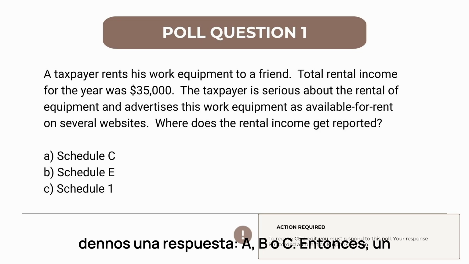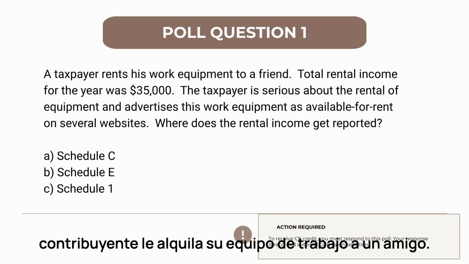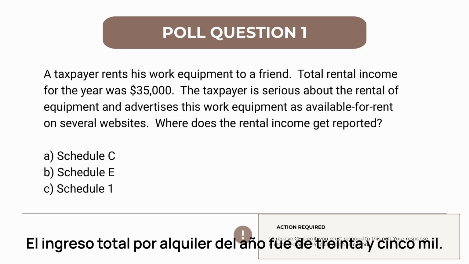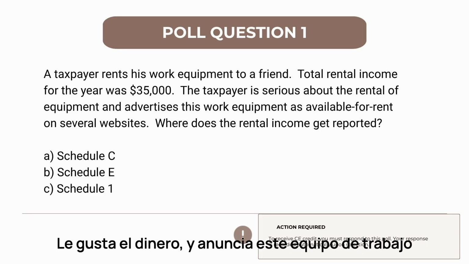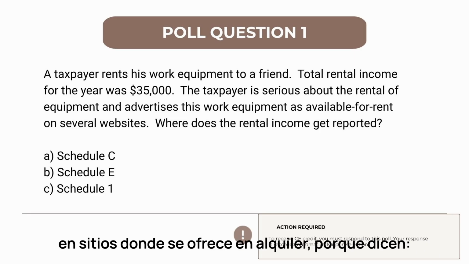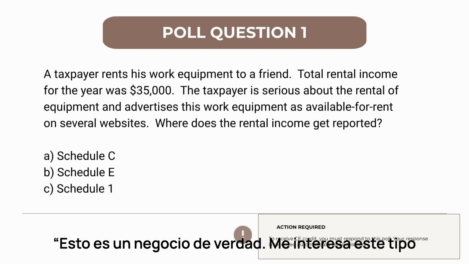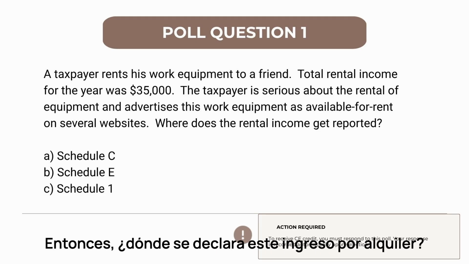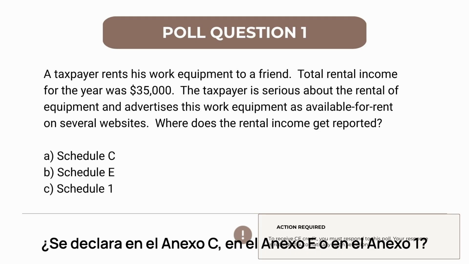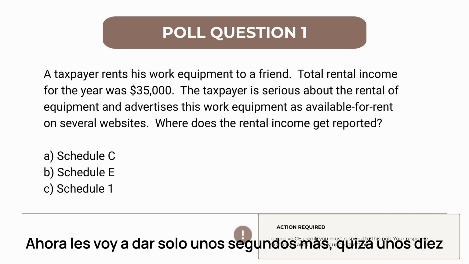So a taxpayer rents their work equipment to a friend. The total rental income for the year was $35,000. The taxpayer is serious about this type of rental of equipment. He likes the money, or she likes the money, and they advertise this work equipment on available for rent sites because they're like, this is a legit business. I like this kind of deal where I can rent my equipment to other people. So where does this rental income get reported? Does it get reported on Schedule C, on Schedule E, or Schedule 1?